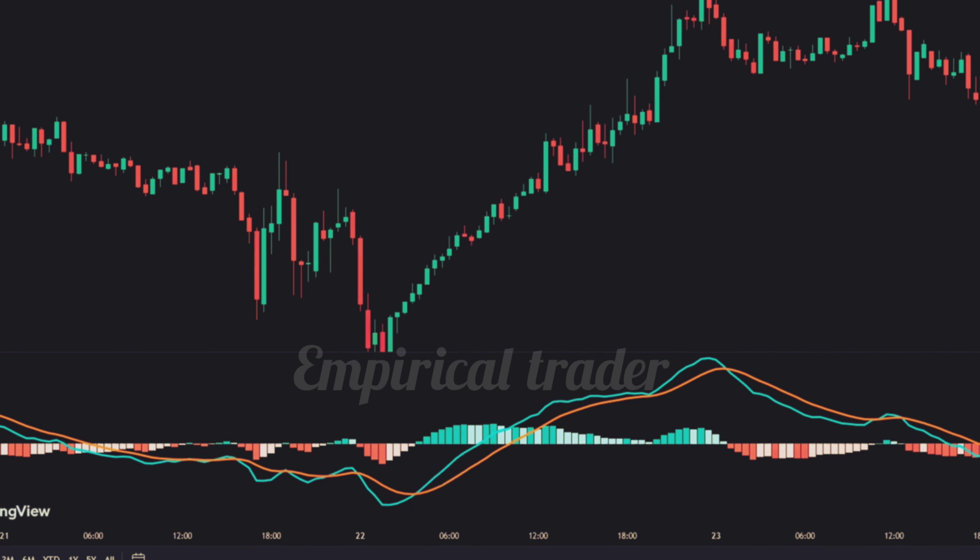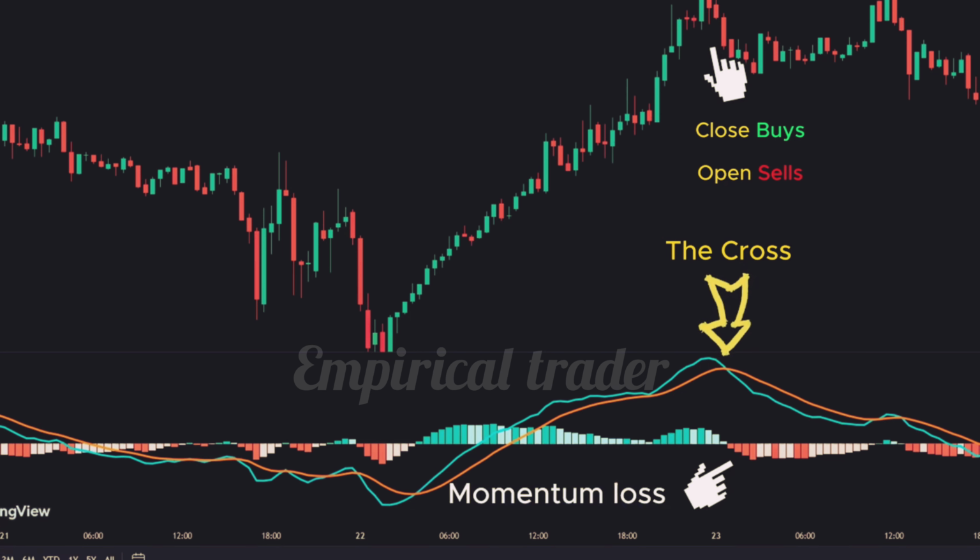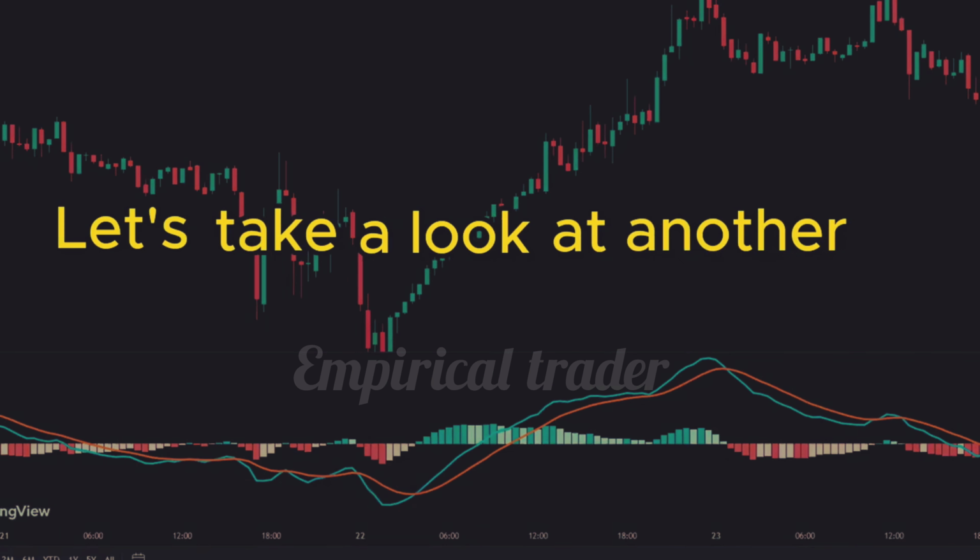And when the MACD line crosses below the signal line, the indicator signals us we should look to close our buys and eventually look for sell positions. We can also see on the histogram that it notifies us the current trend is about to end. Let's take a look at another example, this time with more details.